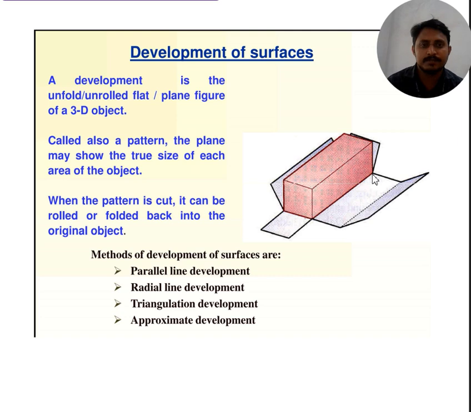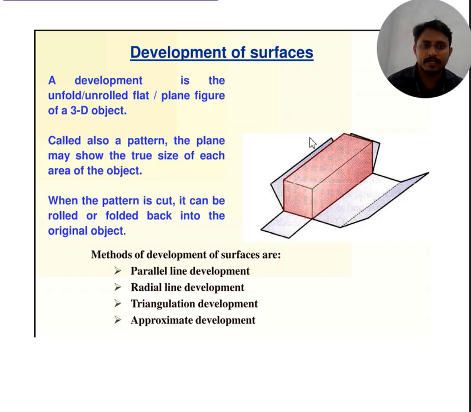So those are the classifications of surfaces. Surfaces are mainly classified into three categories. One is plane surface, and the examples are pyramid and prism. The second one is single curved surface, and the examples are cone and cylinder. And the third one is double curved surface, and the example is ellipsoid.